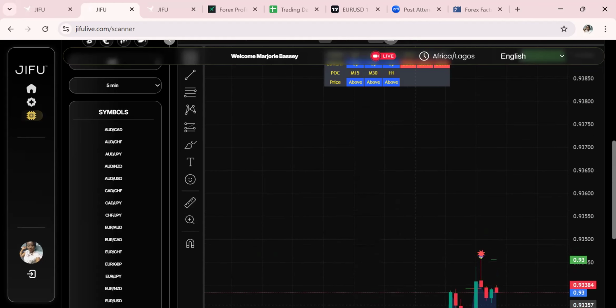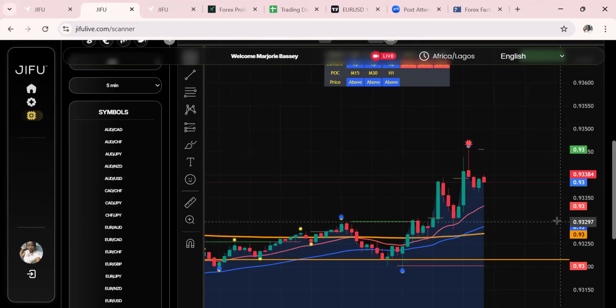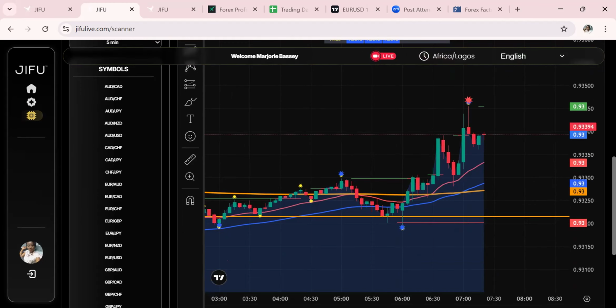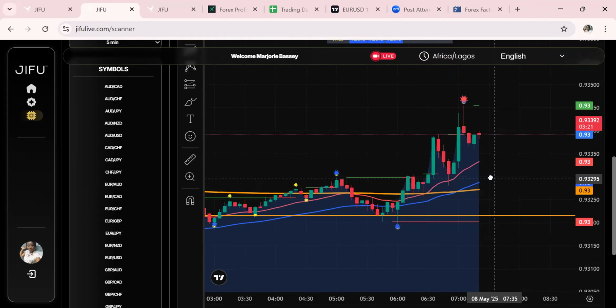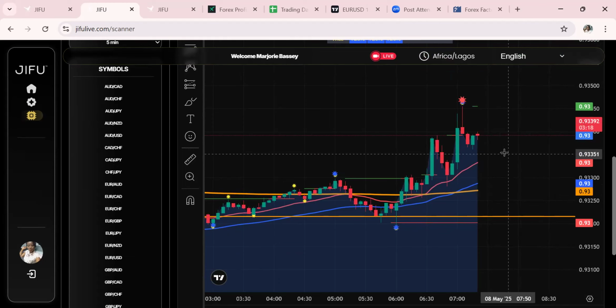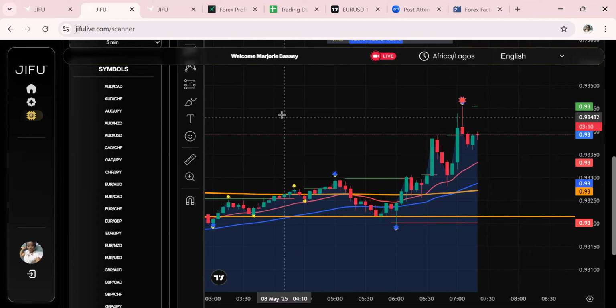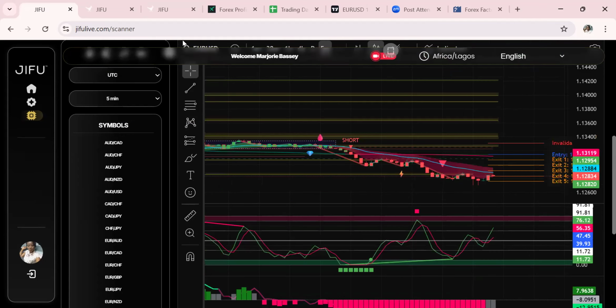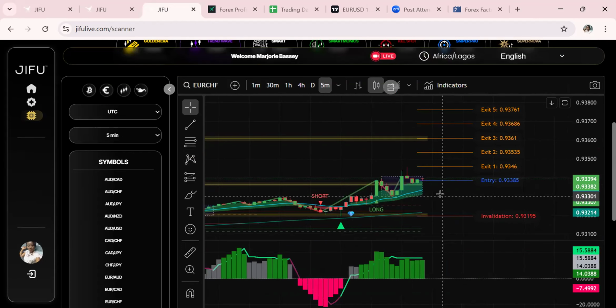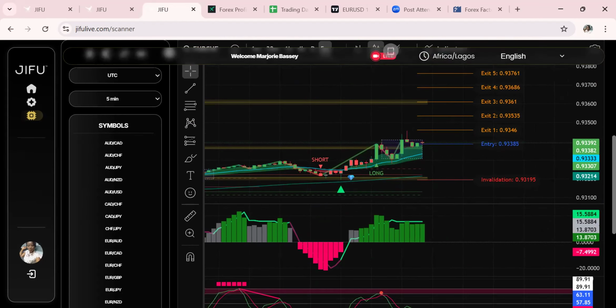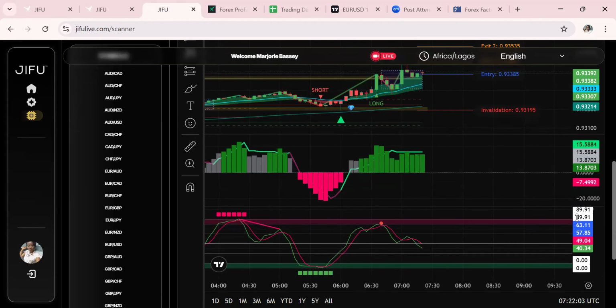It's at the entry point, but before you enter, this is what I always want to do. Let me put the countdown to close bar so you can show me the time. Since you're on the 5 minutes time frame, you can wait for the close of this candle. Let's go back to Euro CHF. It's actually right at entry.